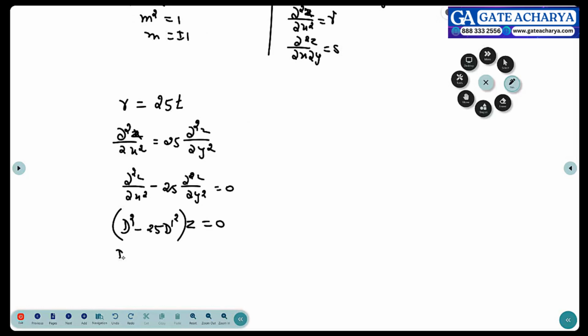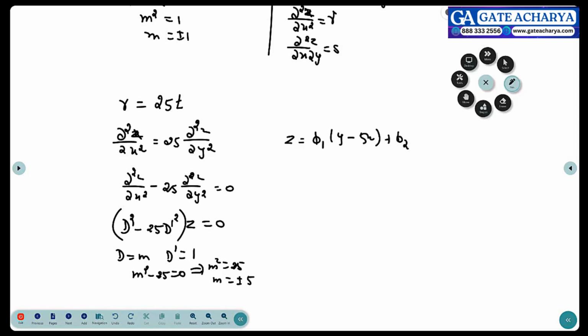Therefore, put D is equal to m, D dash equal to 1. So m square minus 25 is equal to 0. From this, m square is 25. Therefore, m is equal to plus or minus 5. Correct. Our solution is z equal to phi 1 of (y plus m1 x), where m1 is minus 5, so minus 5x, plus phi 2 of (y plus m2 x), where m2 is plus 5. That's the solution.